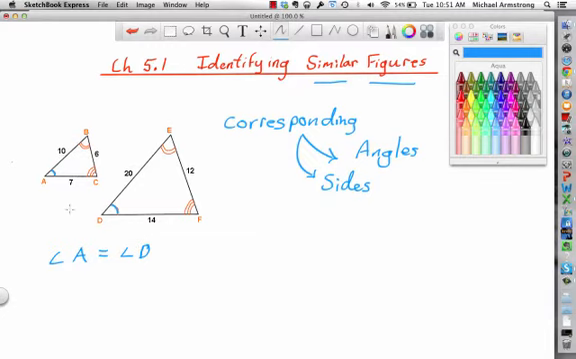Okay, and we can see that when they have two arcs, those two angles are congruent. So we would see that angle B is congruent or equal to angle E. And the same thing where there are three arcs. Angle C is equal to angle F.